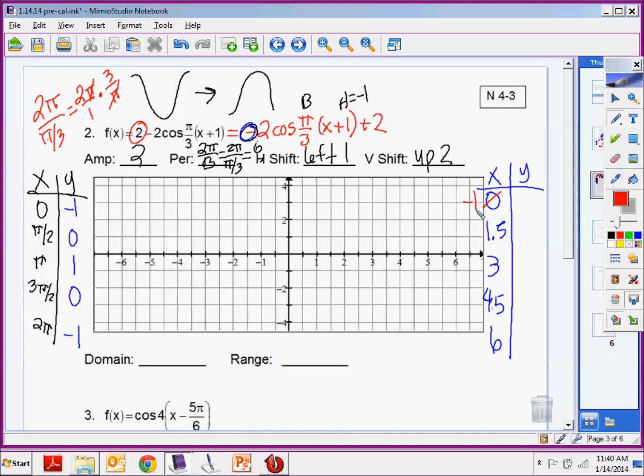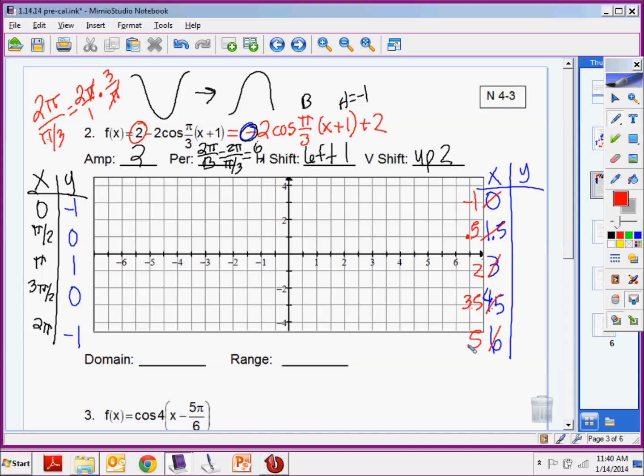1.5 minus 1 is? 3 minus 1 is? 4.5 minus 1 is? 6 minus 1 is? 5. Okay? We subtracted 1 from each number, because you have to go left one, from the x's. We haven't done anything to our y's.